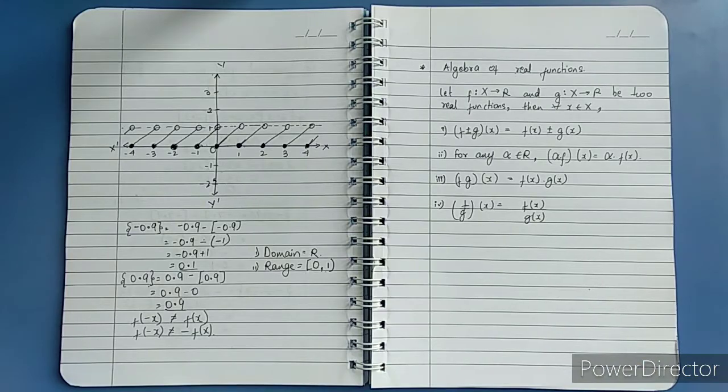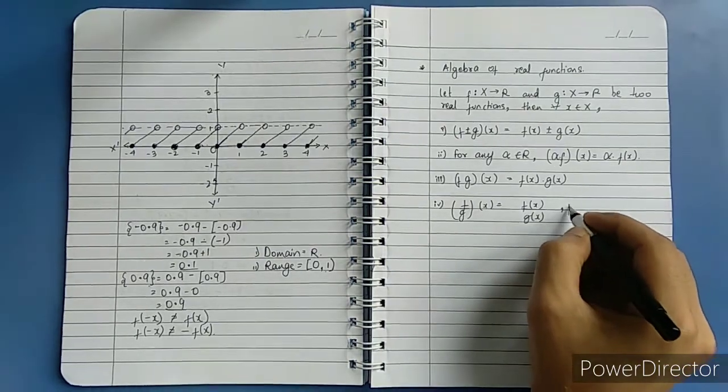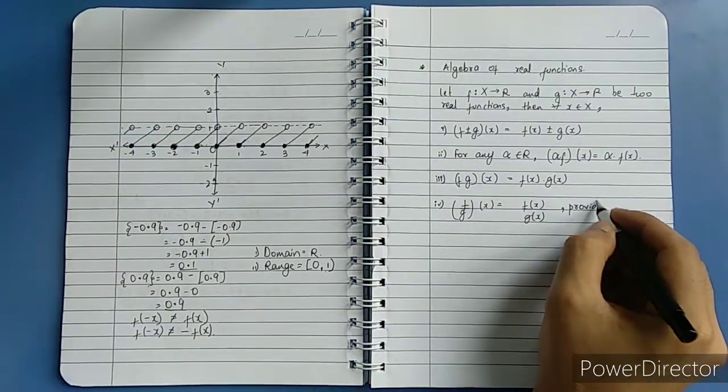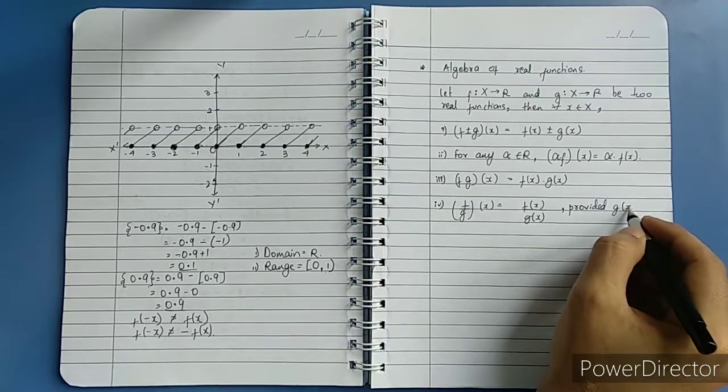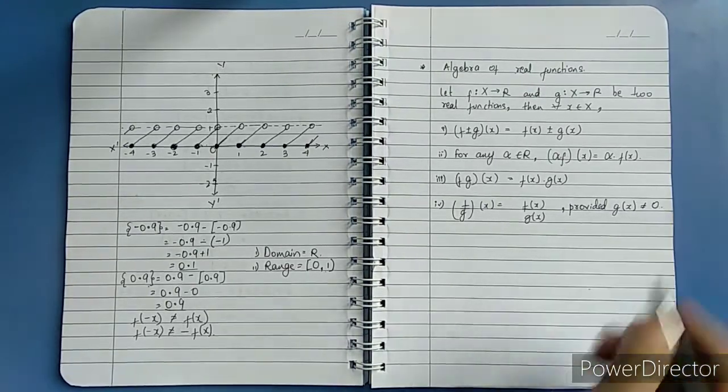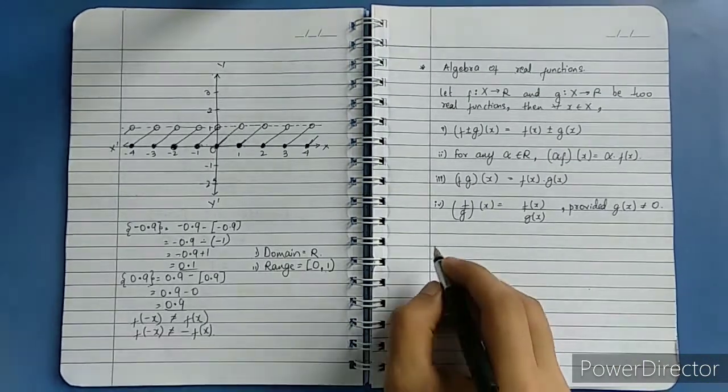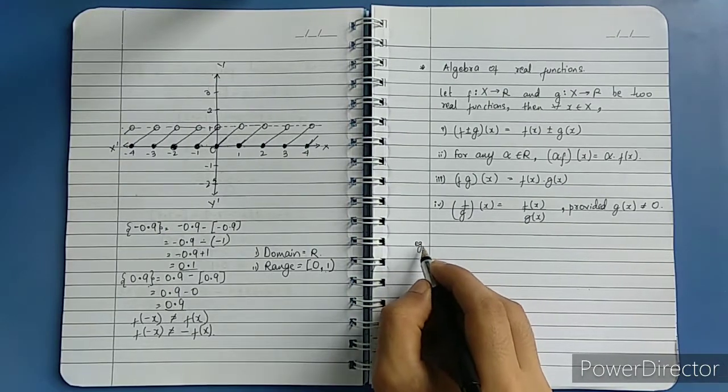Now if the denominator is 0, the value becomes undefined. So the denominator should not be 0, provided g of x should not be equal to 0. Okay, let's deal with an example relating this.